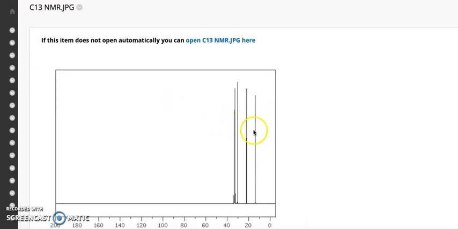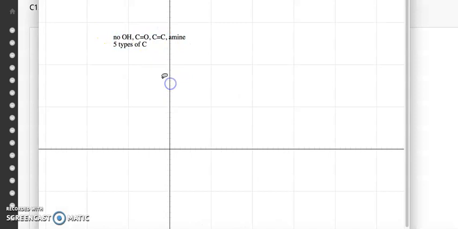Go to the C13 next. And what I noticed in my C13 is I have 1, 2, 3, 4, 5 types of carbons, which is really useful and helpful. So I'll make a note of this. I've eliminated all of these functional groups. I know I have 5 types of carbon. I think next I'm going to look at the proton NMR.